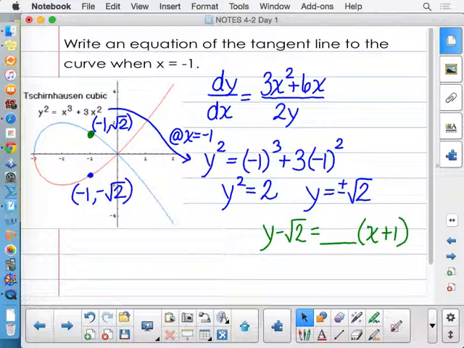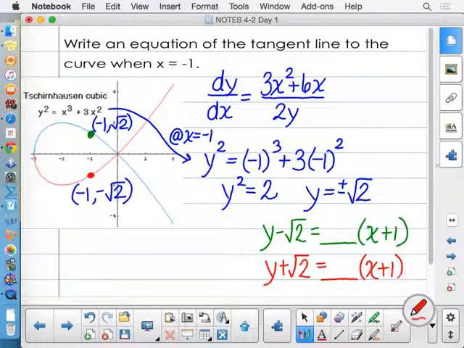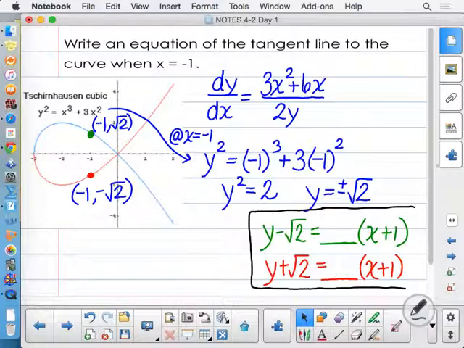For the other one, we'll color it in red. For its equation, we already know the equation will look something like y plus the square root of 2 equals, we'll need the slope at that location, again, x plus 1. So I'm going to leave these over here so that at the very end we can just come back and put our slopes in and have our final equations.